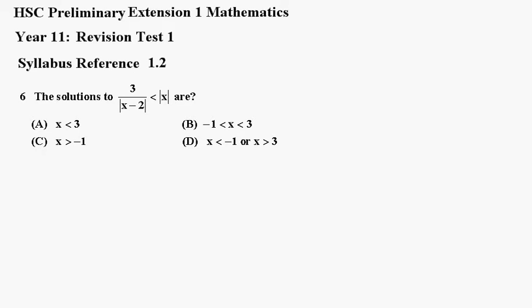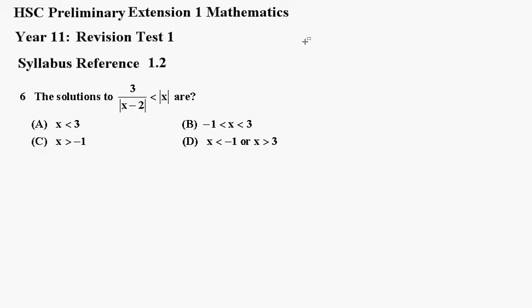Number 6. The solutions to 3 over the absolute value of x minus 2 less than the absolute value of x are A, B, C, or D. Now we can simplify this by multiplying both sides by the absolute value of x minus 2, because the absolute value of x minus 2 is positive and that will not affect the inequality sign. It's quite a useful thing to remember.